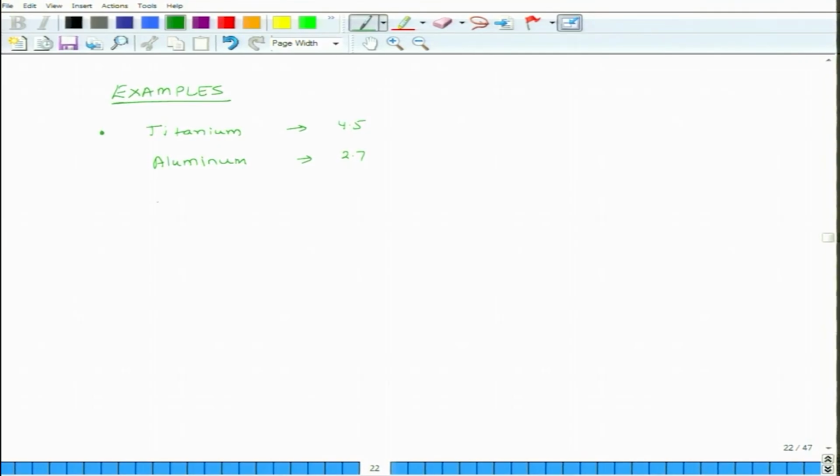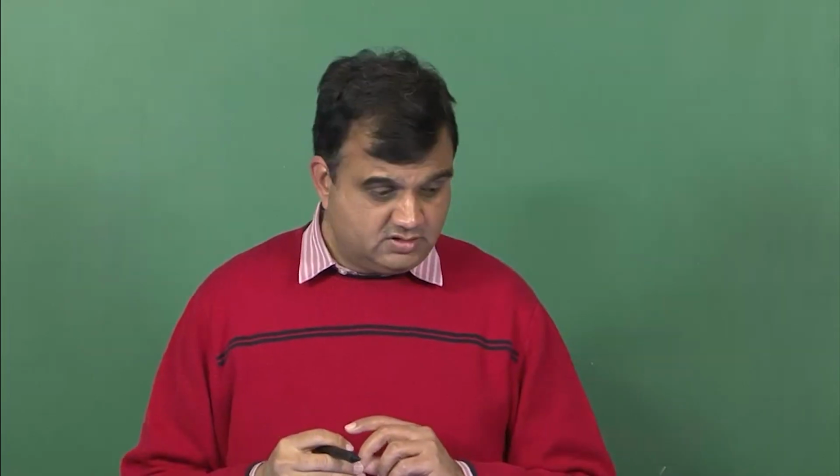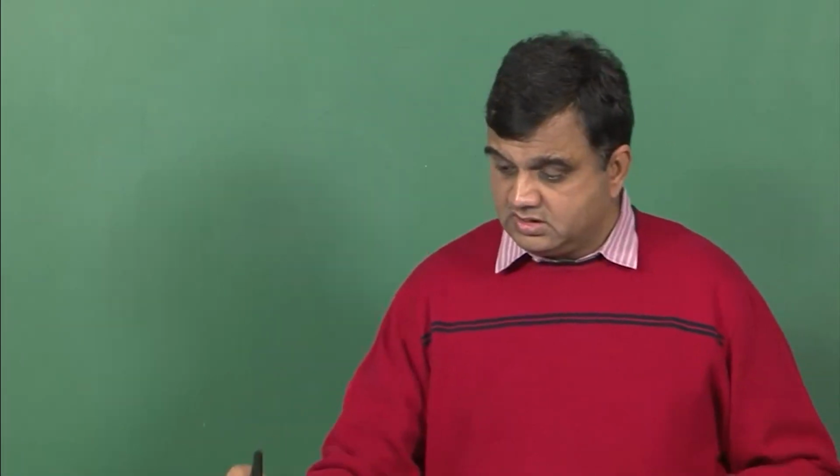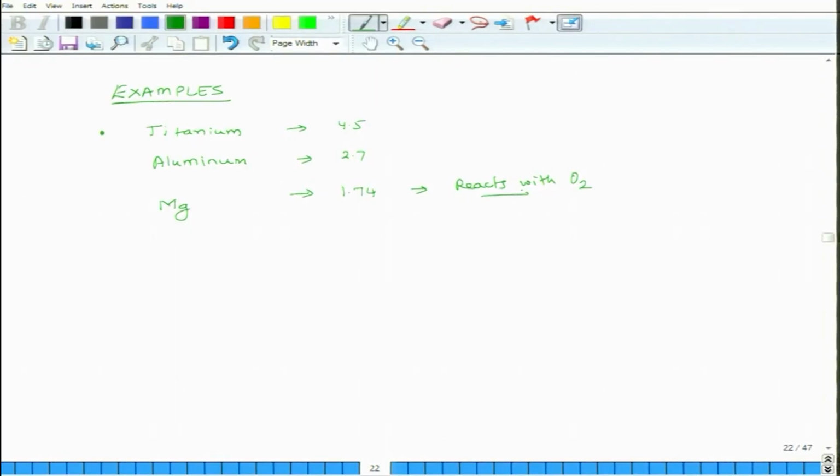We also have magnesium, and the density of magnesium is actually pretty low, 1.74. But then it has a problem. It reacts with oxygen, especially, it burns very fast. Even if you heat it a little bit, it burns very fast and the whole structure can start burning very fast. Okay. So this is a limitation of that.